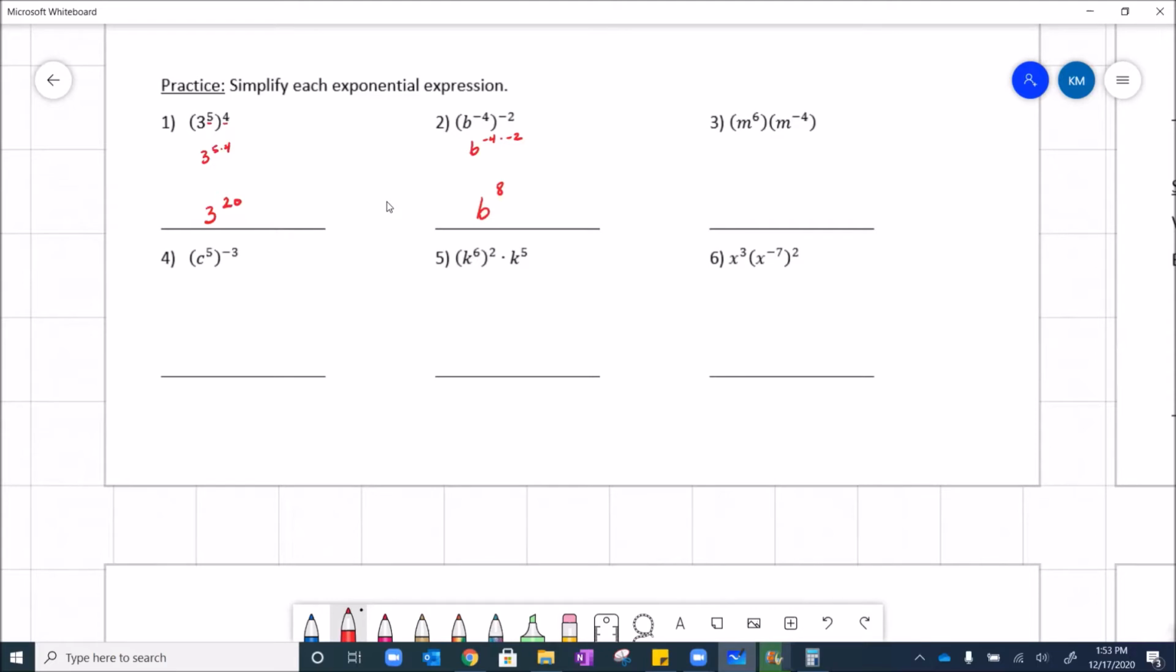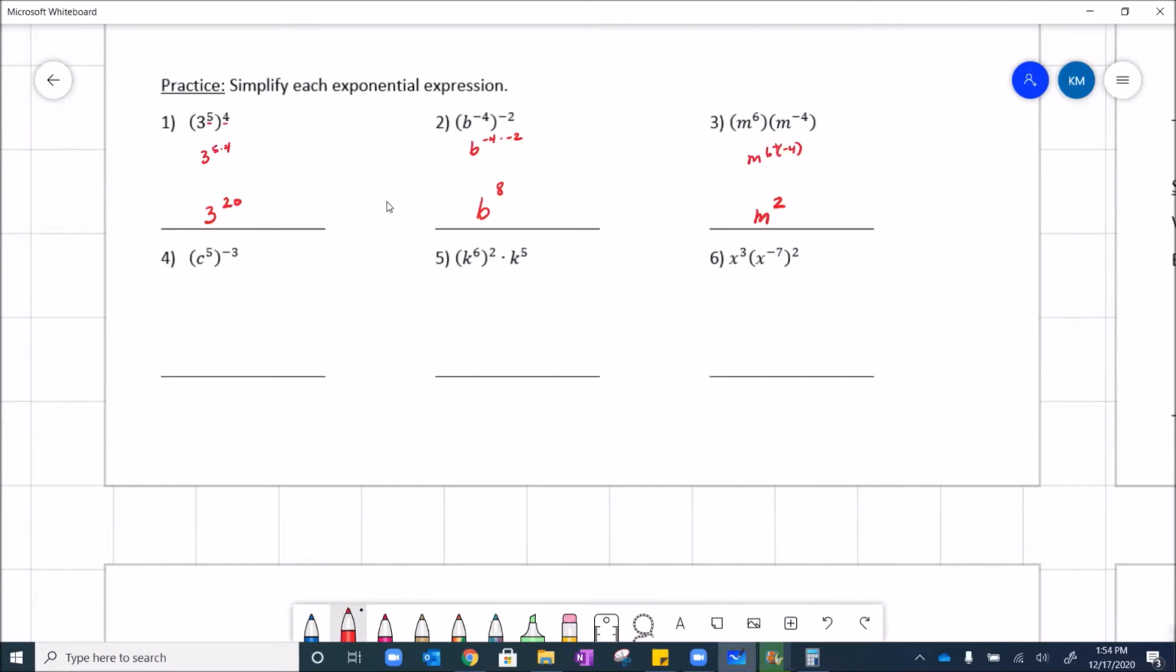Number 3, we have m to the 6th times m to the negative 4th. A couple things to notice is that we're not raising a power to a power here. We have m to the 6th plus negative 4, so minus 4. This gives us m squared. Notice the difference between 3 and 2. In 2, we're raising a power to a power. There's not a second base here. In 3, we do have that second base. This is multiplication and not using exponents.